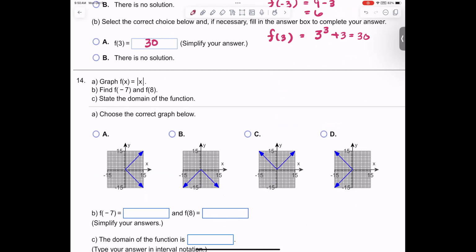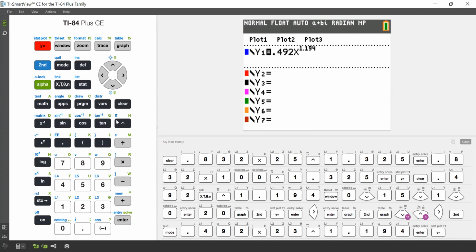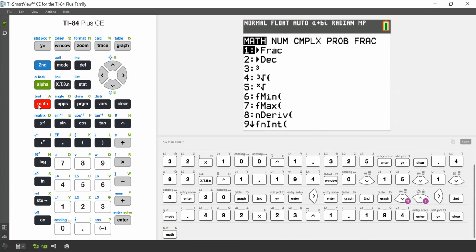Can anybody tell me of those 4 graphs, which is the graph of the absolute value of x? Let's go graph it. I'm going to show you where to find the absolute value function on your calculator. Do you know where it's at? Does anybody know where it's at? It's in your math menu.